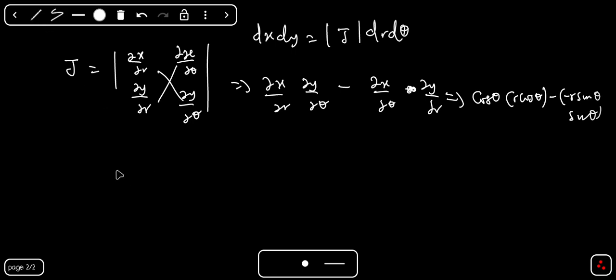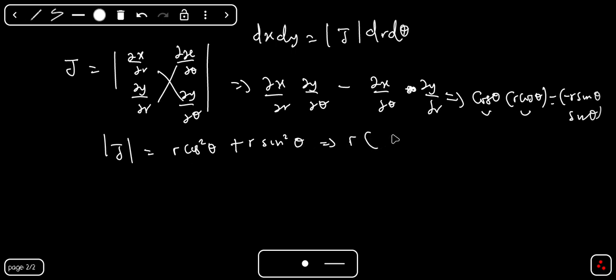All right, so we have the determinant of the Jacobian matrix. Cos theta multiplied by r cos theta will give us r cos squared theta, and negative times negative will give us positive. Then r sine theta multiplied by sine theta will give us r sine squared theta. We can factor out r, that will be r times the bracket cos squared theta plus sine squared theta. I remember that cos squared theta plus sine squared theta will give us 1. So we have r. That's the determinant of the Jacobian matrix here.